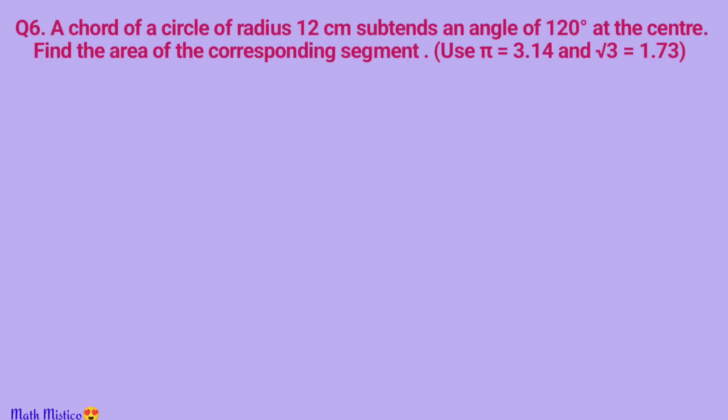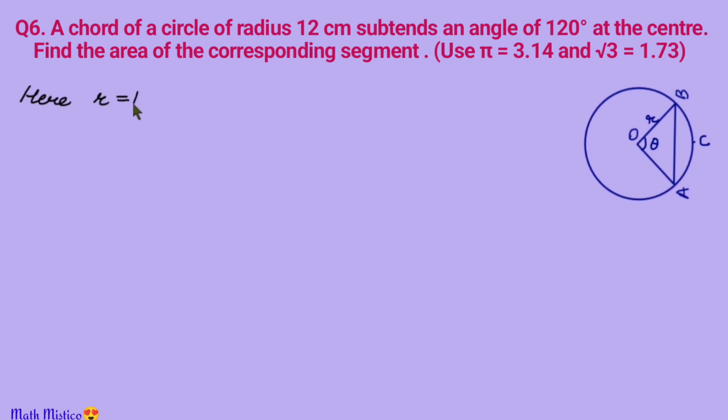Now let's try this one. This one involves finding the area of a segment, so let us draw the figure quickly. Here r is equal to 12 centimeter and theta is 120 degree. As theta is other than 60 or 90 degree, we have to use the formula r square sine theta by 2 cos theta by 2 here.